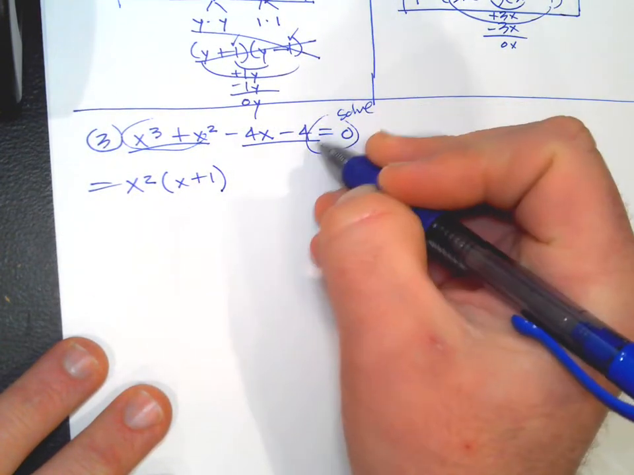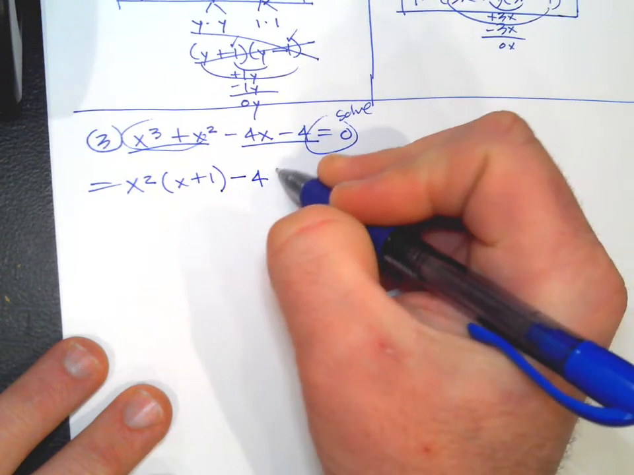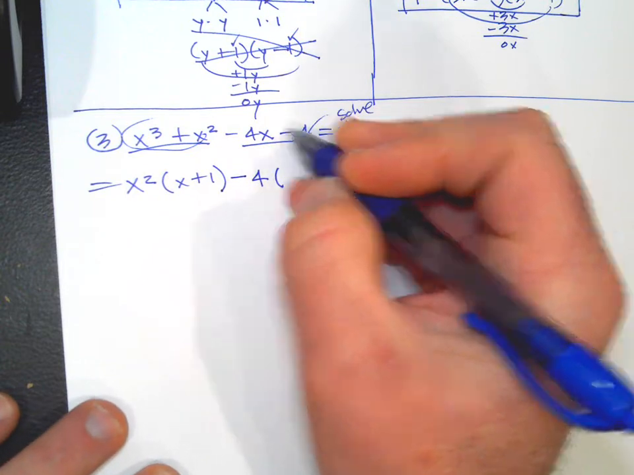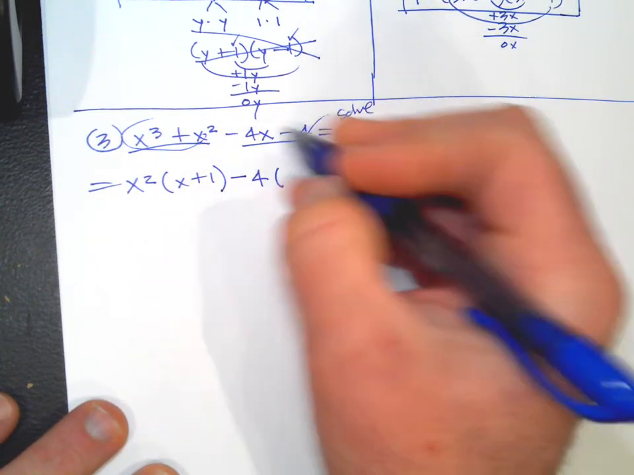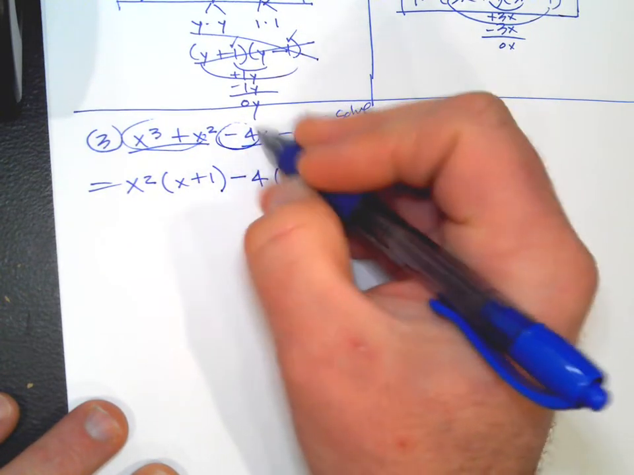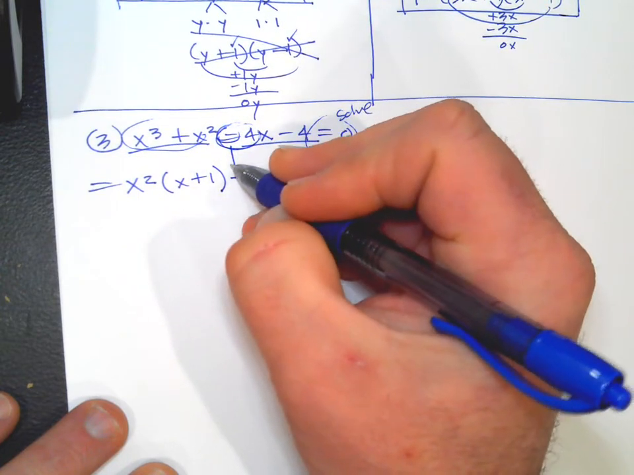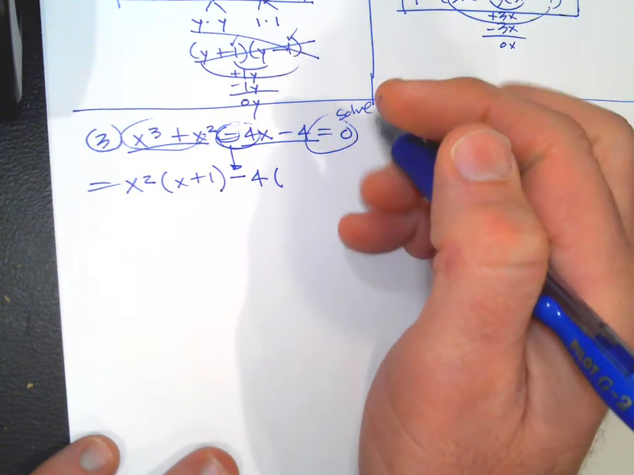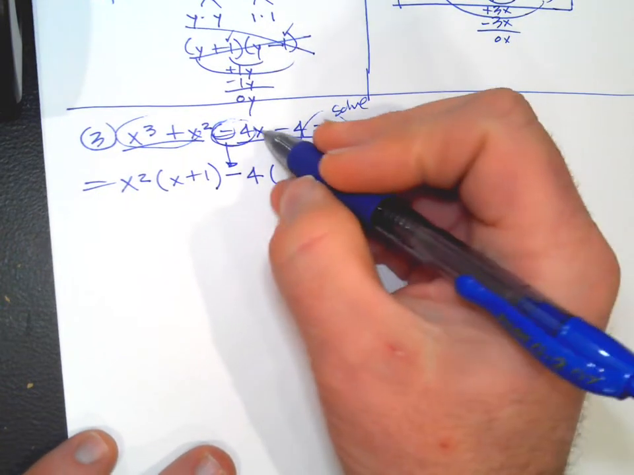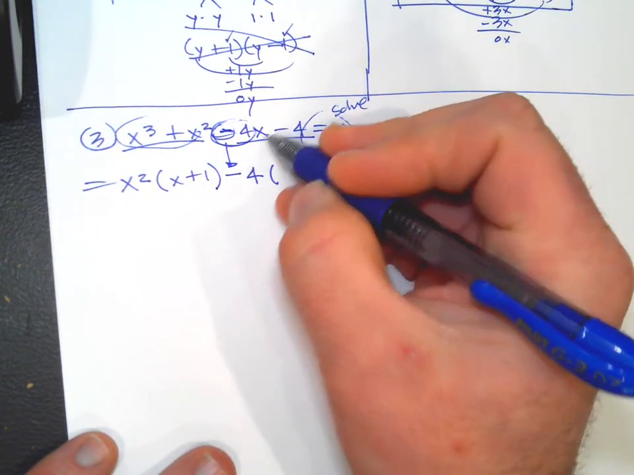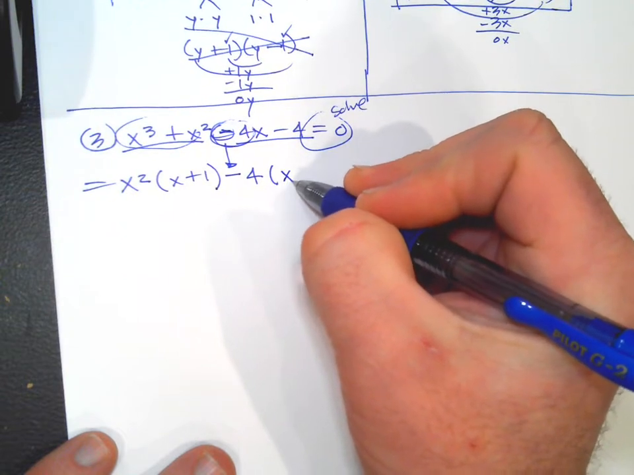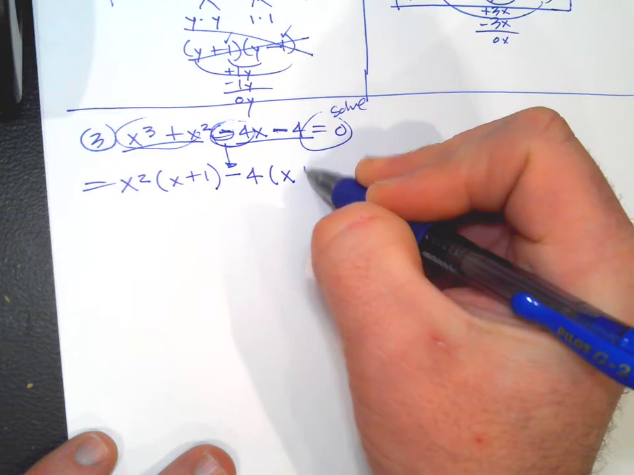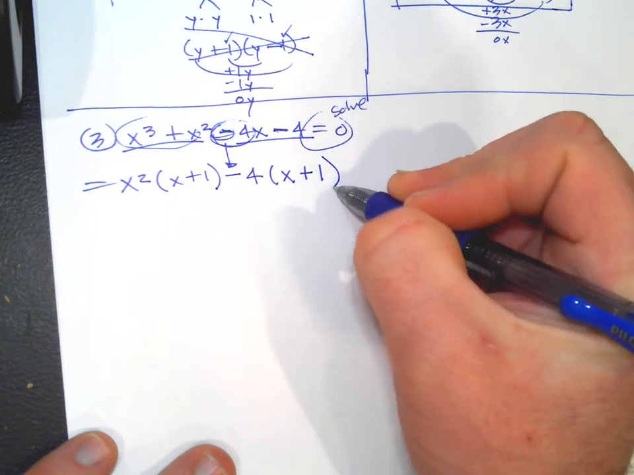GCF of the next pair is -4. Now, we're going to take a 4 out, obviously. We're going to take a minus out too, because these are both minus. If this first guy has a minus, put a minus here no matter what. Divide a negative out for sure. Now, when we divide -4x by -4, we get positive x. When we divide -4 by -4, we get positive 1.